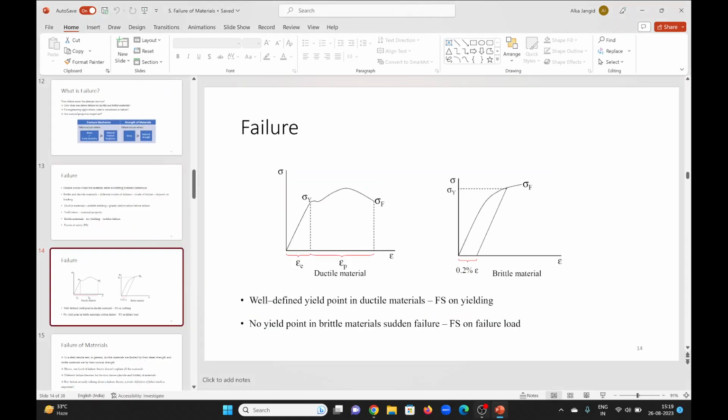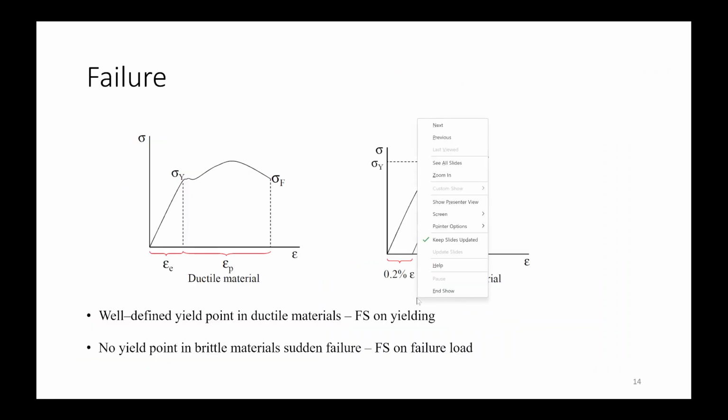Now in this case, initially this is your elastic part. In this part, as soon as we remove the load, the material will follow this path again and return to its original size. After this is the plastic part. In this plastic part, we can consider this as failure of the material. We can also consider the ultimate tensile strength point as failure, depending on where we are using our material.